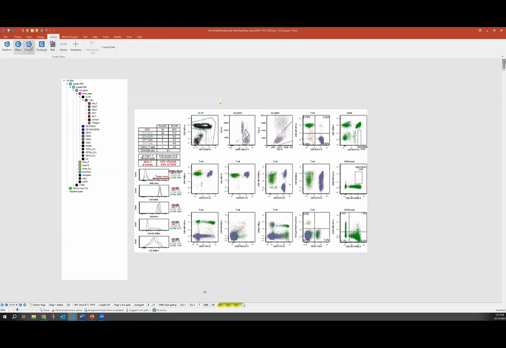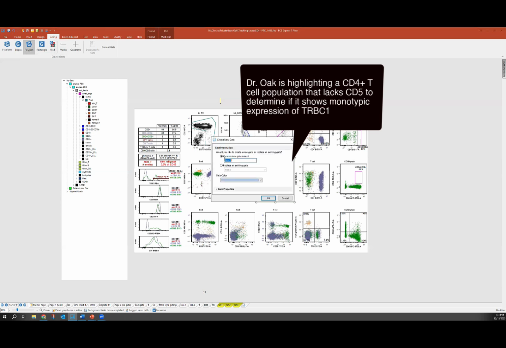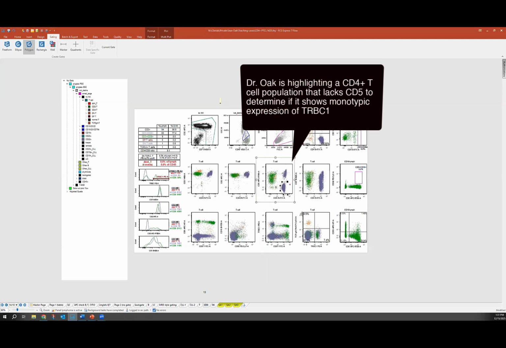Now, if you took this population that looks a little abnormal, that is negative for CD5, shown here, you see that this population is completely negative for TRBC1.